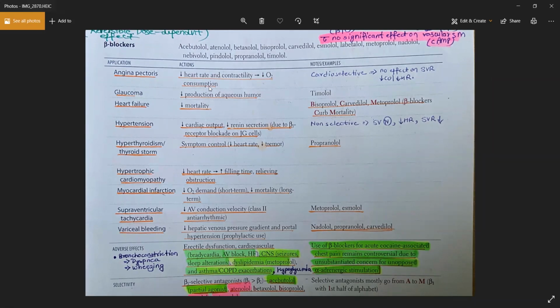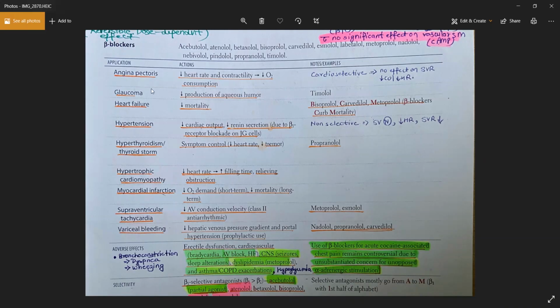In angina there is a supply demand mismatch, and that is the only thing you need to remember. Whenever the supply is less or the demand is more, or the demand is okay but the supply is less, what you will get is the angina symptoms. Because supply is already less, if you decrease the consumption or demand of oxygen, you will get relief of symptoms. So you use these drugs in angina pectoris, and mostly the cardioselective drugs.